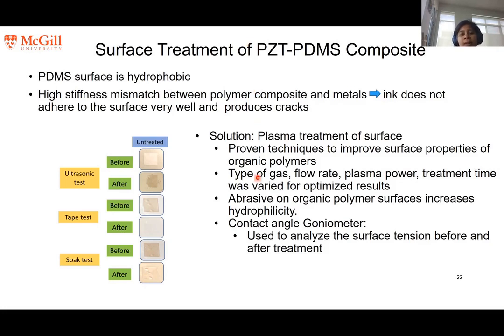So we did change a few parameters while we did the plasma treatment. We changed the type of gas, the pressure, and the treatment time to get optimized results. And to test how well this is working, we did some measurements with contact angle.